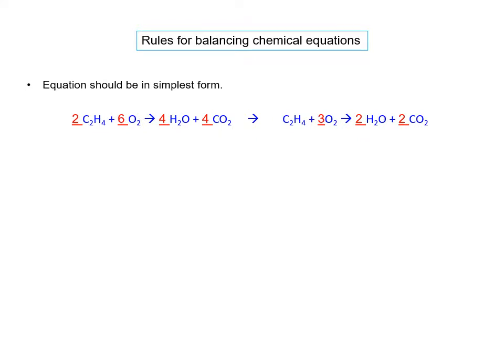And our equation has to be in simplest form. For example, if I had here 2, 6, 4, 4 as the coefficients, I need to reduce this by dividing all of these by 2 because 2 goes into all of them. So then it becomes 1, 3, 2, 2. So even though both of these equations are balanced, this one on the left is not in simplest form, and so we need to simplify it.